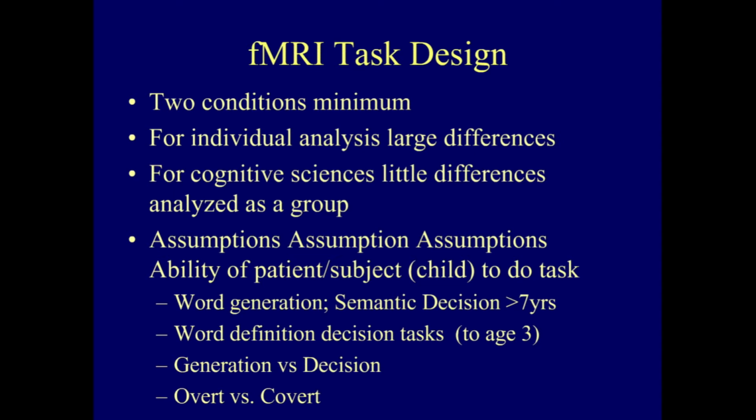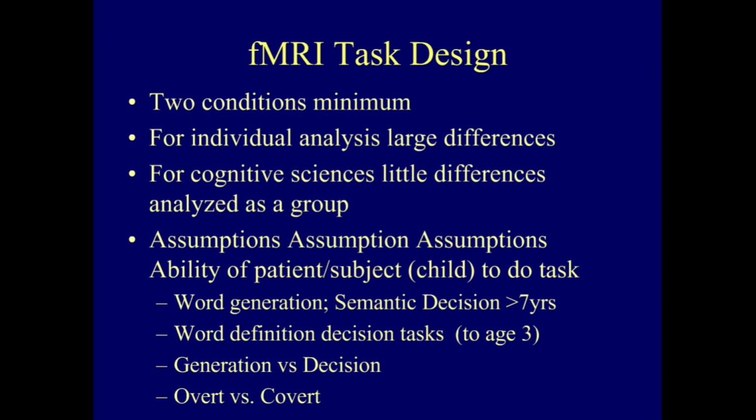There are two conditions at a minimum, an experimental condition and a control condition. Often this is rest. For individual analyses, it is important to have a study design that has a clear contrast in differences between conditions. For cognitive sciences, one only requires little differences between the task and the experimental condition because these data are analyzed as a group. There are a bunch of assumptions that are embedded in any design that you have, and you have to be wary of assumptions and how they may affect your data.